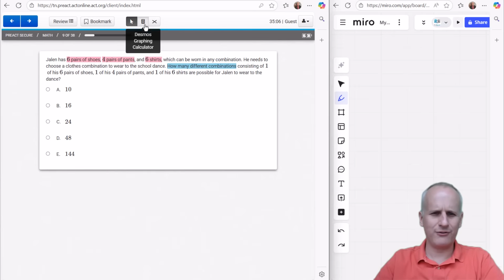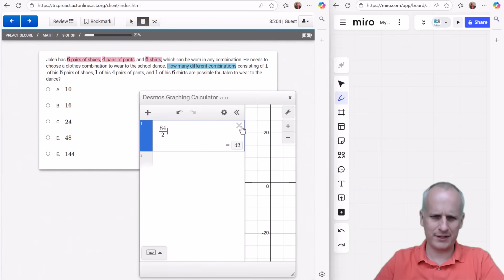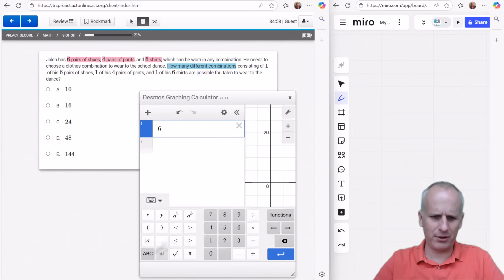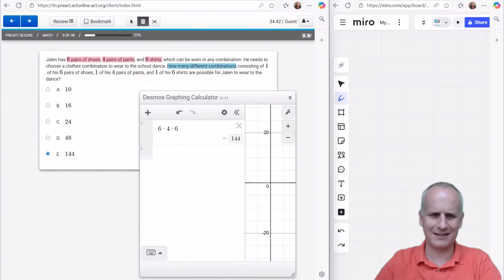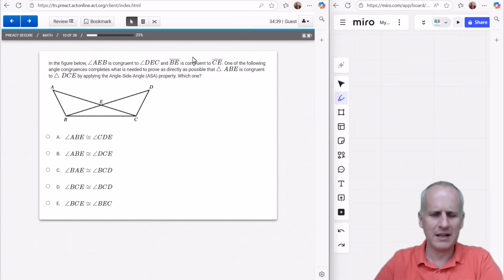Once more, to avoid having to go to the scratch pad, we can just use the Desmos calculator. So we know that he's got 6 shirt options. To multiply, you'll need to pull up the little keypad in Desmos. We'll hit our multiplication symbol. We'll do 4 for the number of pants options that are available, and we'll then multiply that by the 6 number of shirts that are possible. Our answer is right there, 144. We select it and move on to the next question.